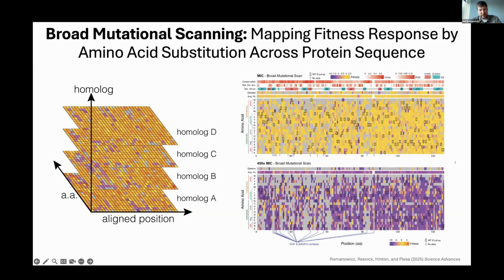But now when we look at that 400 times MIC, the heat map on the bottom, the perspective shifts. So most residues now show strongly negative fitness, and our focus now turns to identifying the rare substitutions that actually confer a positive fitness response, right? We're trying to reveal the specific mutations that enable survival under these extreme antibiotic stress.